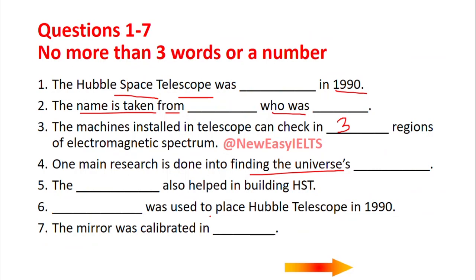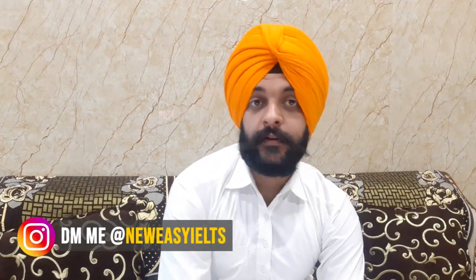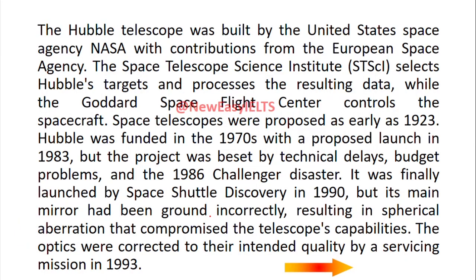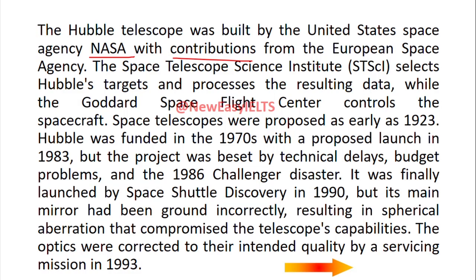Now next is answer number 5. The dash also helped in building HST. What? The dash what? The people, robots, or what? Let's see. So we are done with the second paragraph and we got nothing. So we have to move on to the third, and let's see what is written. The Hubble telescope was built by the US Space Agency, NASA. Okay, so we got the word. So it was mainly built by NASA with contribution. Now if you know about the contribution, then you can easily do it. Contribution is help. Contributions from European Space Agency. So your answer is European Space Agency because it helped.